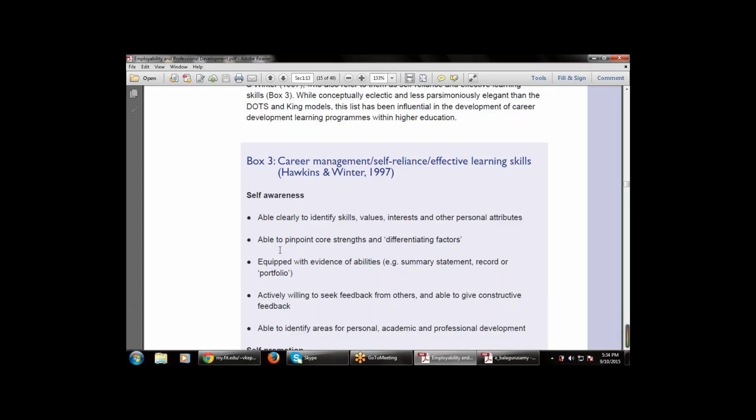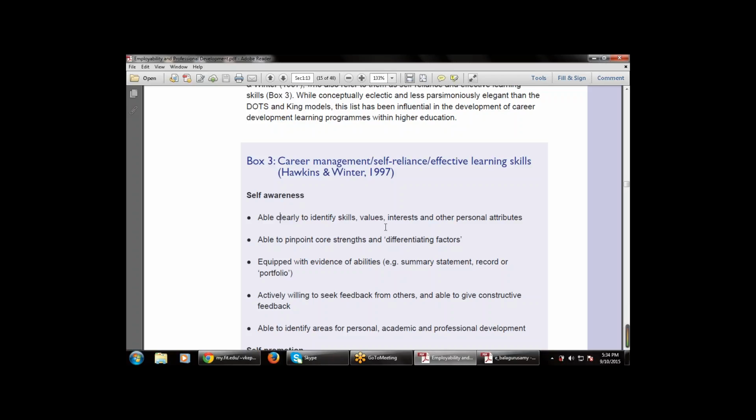First, one is able to clearly identify skills, values, interests and other personal attributes, that is how to develop them. That is the self awareness criterion. Then able to pinpoint core strengths and differentiating factors that will be used for career development. Then equipped with evidence of ability, such as a summary statement and a portfolio record.